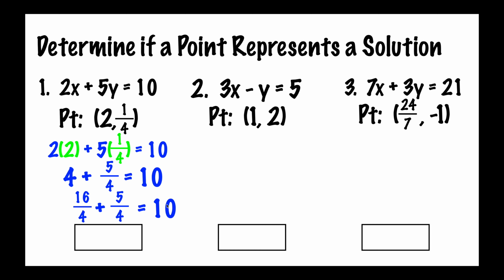Now, if it gives us a false statement, it means that it is not going to represent a point on that line. If we were to graph this, that point would not fall on the graph of this line.